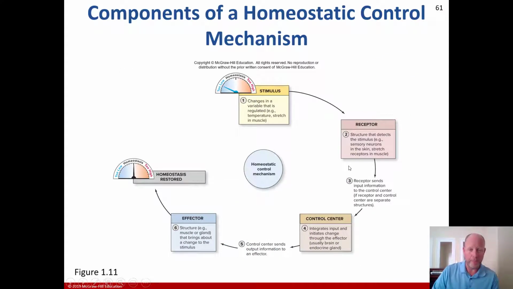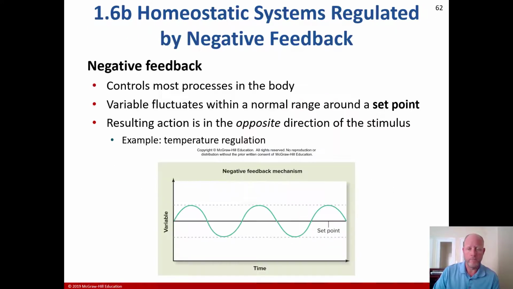Unfortunately, it doesn't always happen. And that's where disease and problems occur, when the body cannot reestablish homeostasis, or has difficulty trying to maintain homeostasis over extended periods.